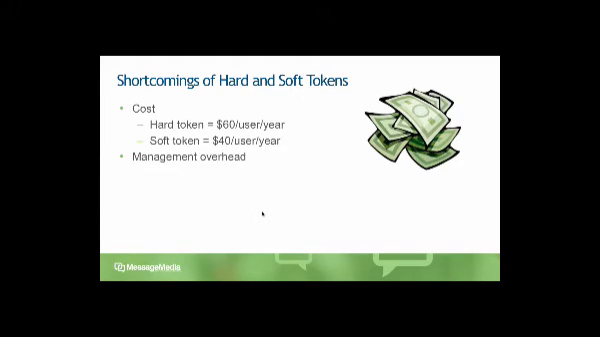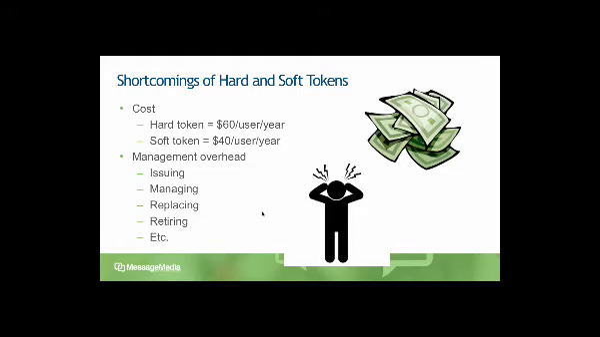The second one is management overhead. Every time you issue one of these tokens, whether a hard token or a soft token, you've got to manage that token and keep track of it. You've got to replace tokens that get lost. You've got to retire tokens when employees leave, and it can really add up to a big management headache.